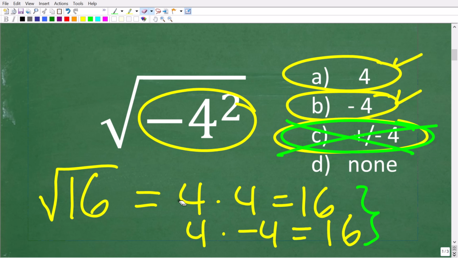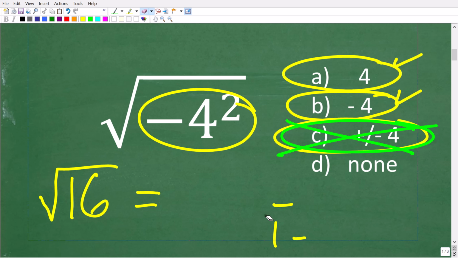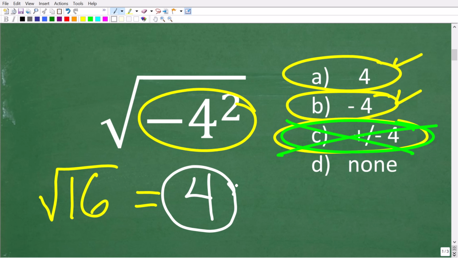All right, so the square root of a positive 16. What is the square root of a positive 16? Well, the correct answer here is 4. All right, so this is called the principal square root. So when you're taking the square root of a number, you're only going to use that positive version. Again, this is something called the principal square root.